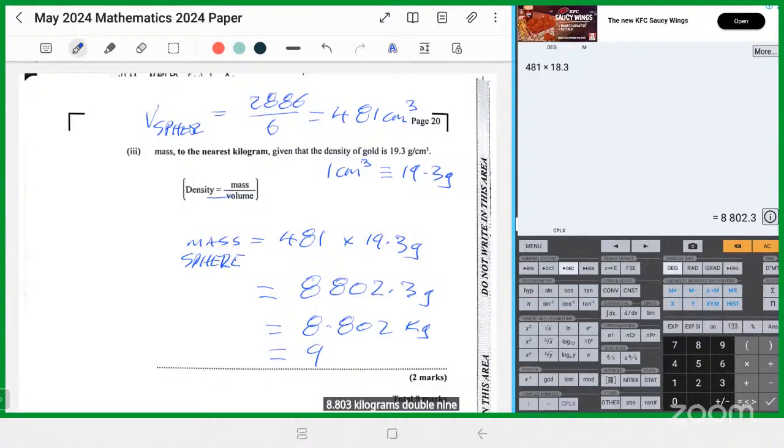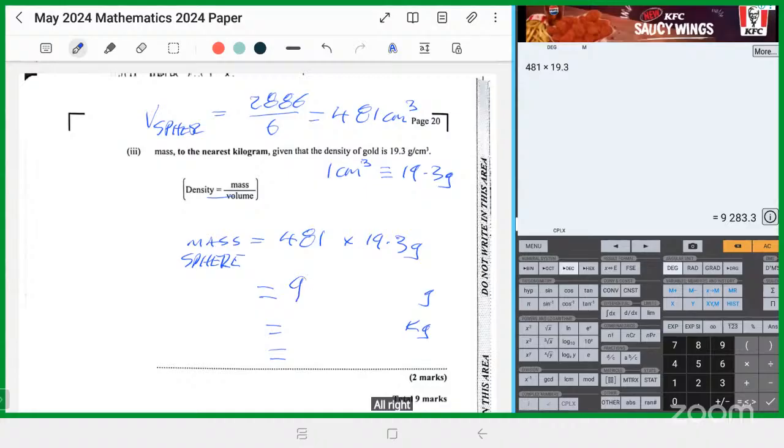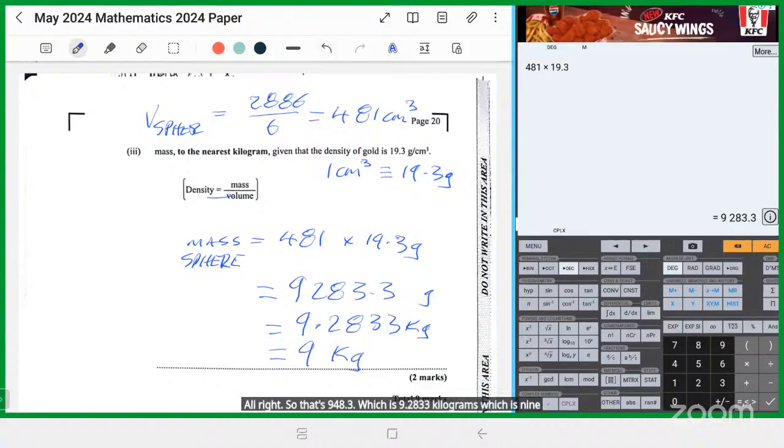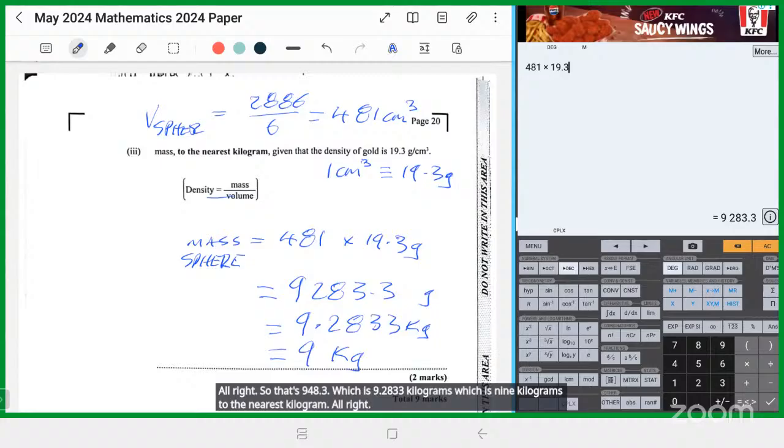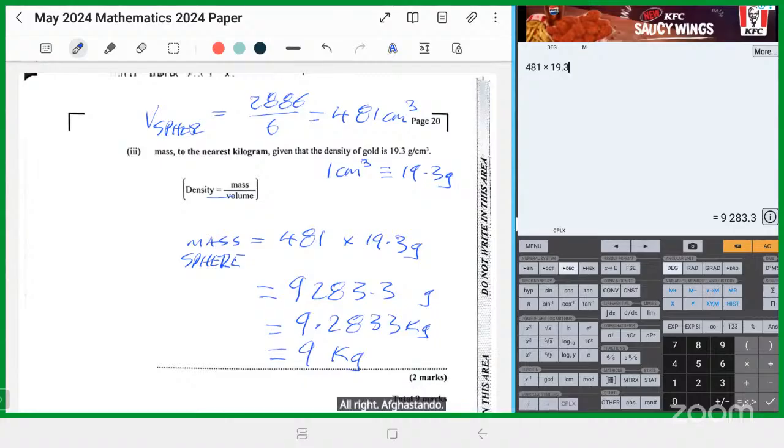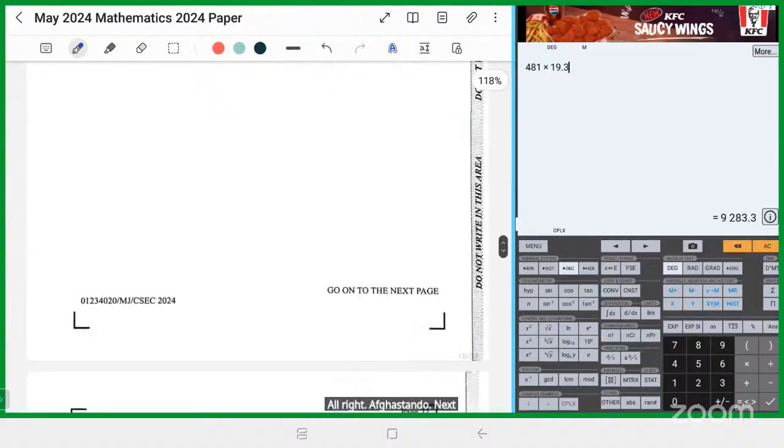On the calculator? Oh, my mistake. All right, 19.3. All right, good. So that's 9283.3, which is 9.2833 kilograms, which is 9 kilograms to the nearest kilogram. All right, that question is done. Next question. So everybody got that, right?